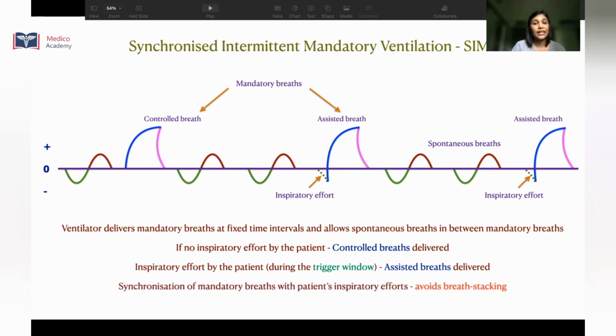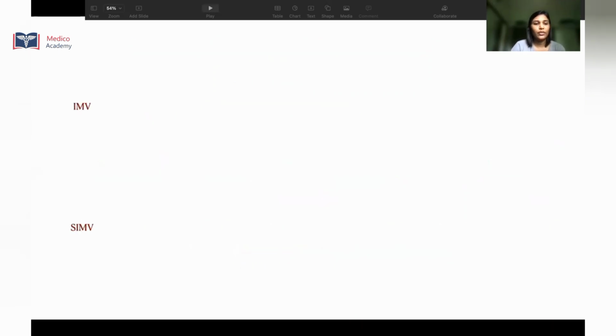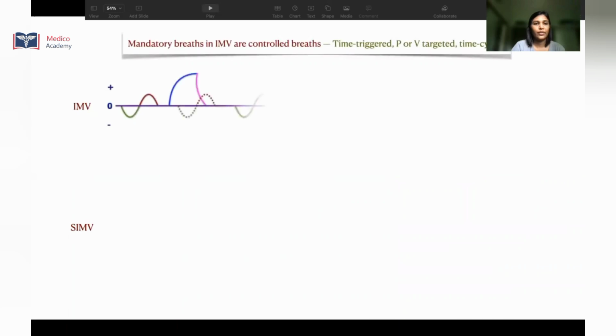So because of this synchronization of the ventilator breaths with the patient's inspiratory efforts, there is no breath stacking. The disadvantages of IMV were mainly asynchrony between the patient and the ventilator, and breath stacking. So these two are avoided with the use of synchronized intermittent mandatory ventilation. So let me show you the difference between IMV and SIMV.